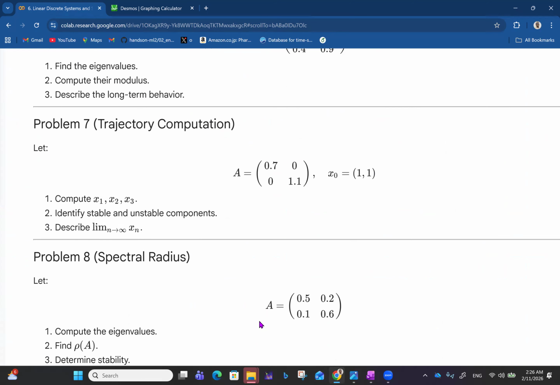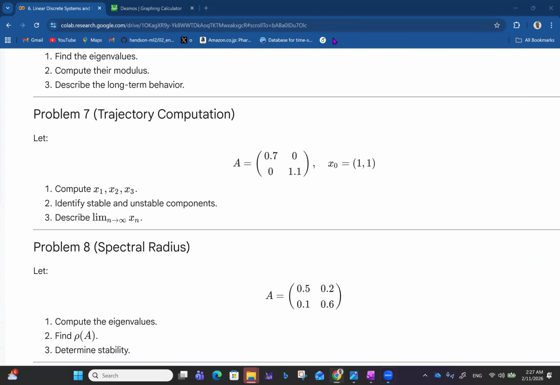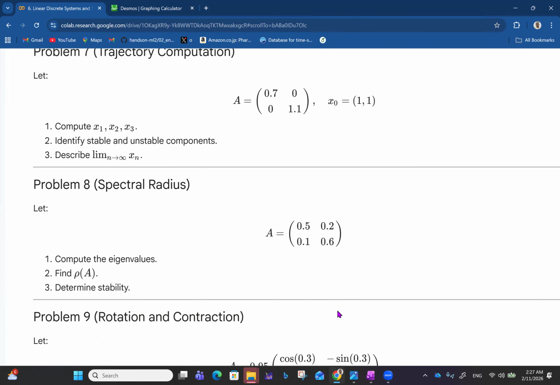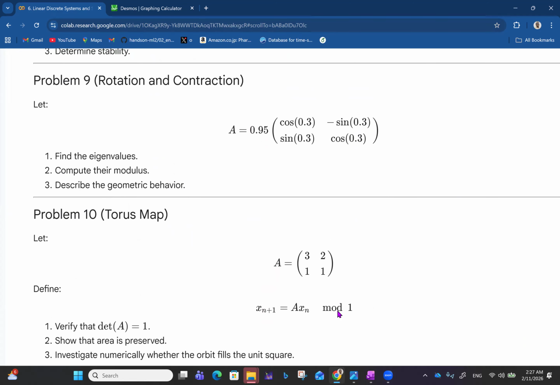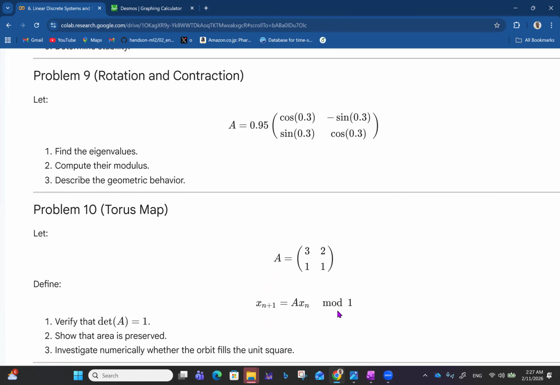Okay, then you have 7 and 8 now. You have trajectory computation. So compute x1, x2, x3. You can just keep iterating to compute like that. You just multiply this by x naught, and whatever you get, multiply by the matrix again. So I think won't that remain the same for the most part? Identify stable and unstable components and describe all that. Then you have the spectral radius here. So you have to really compute the eigenvalues here because we can't read them off like we did before, as this matrix is not like the ones we used to read off straight. And then you have these two other ones. So you want to try this out and see how far you can understand this.